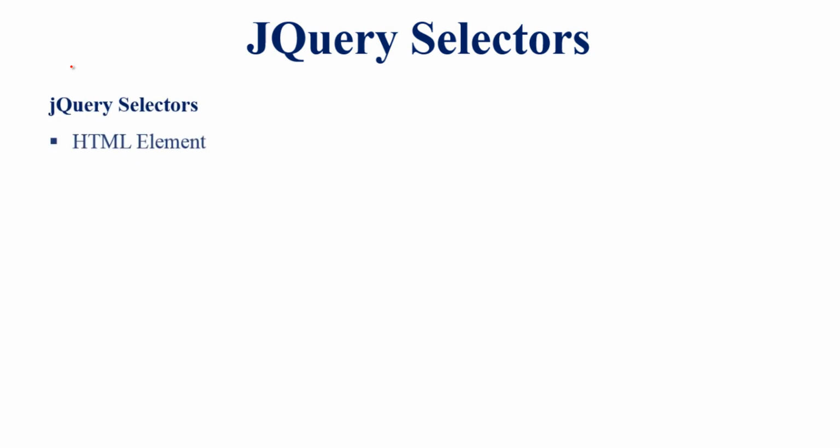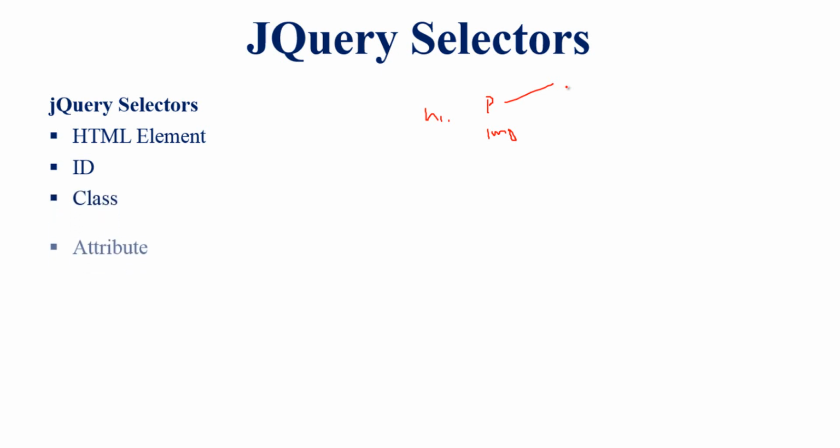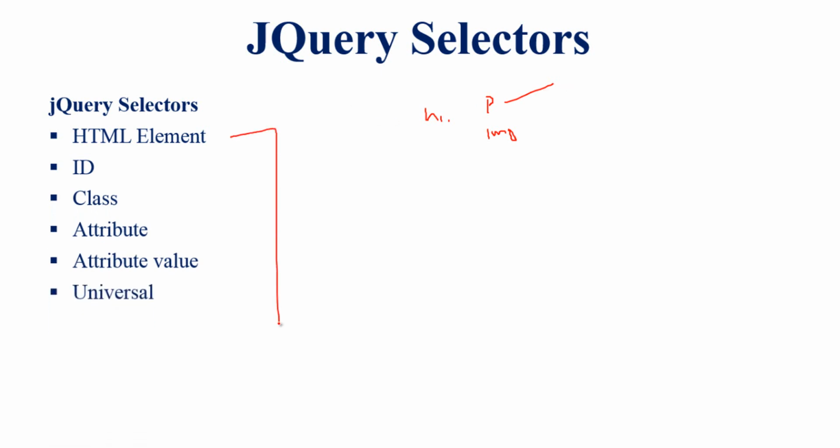One of them is the HTML element. You can target any element directly, for example h1, h2 up to h6, p, image, so you can target any HTML element directly. Another is the id. For example, if we have an id Java, you can target that element using its id value. Then using class, using attribute value, and another is the universal selector. So these are the different types of selectors that we'll cover in this class.